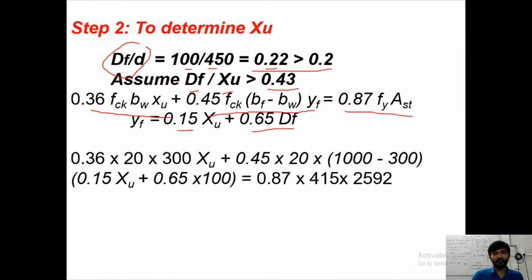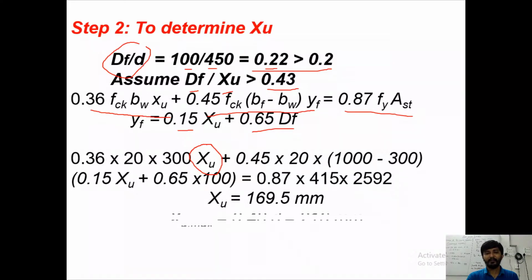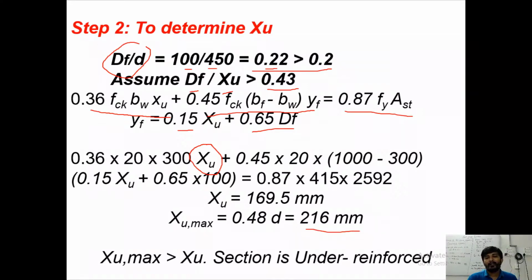So substitute all these values in the equation and you can easily find the value of XU because that is the only unknown. So I get my XU value as 169.5 mm. XU max I can find from my code. XU max by D is 0.48 for Fe415 grade of steel. So I am getting my XU max value as 216 mm.